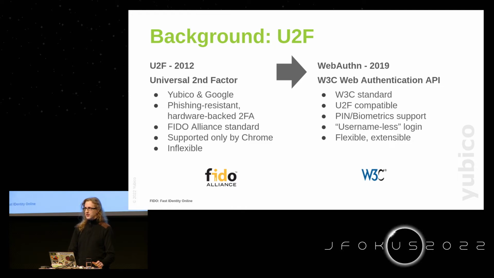One of the main things that kept UTF back from being widely adopted was that it was only really supported by Chrome. There were Firefox extensions that made it work in Firefox as well, but out of the box it was only really Chrome that supported it. And UTF was also quite inflexible. It was designed to be small and not so complicated to implement, so they could get it out and working and get some deployment experience. And that's great for getting something out and working, but it's not very future-proof because it's hard-coded with particular cryptographic algorithms and stuff like that.